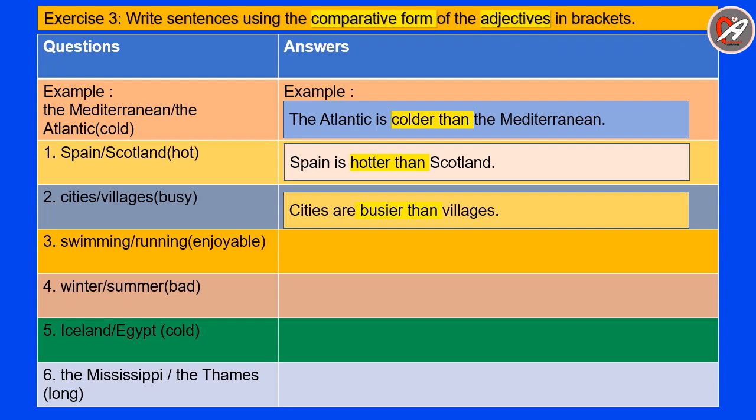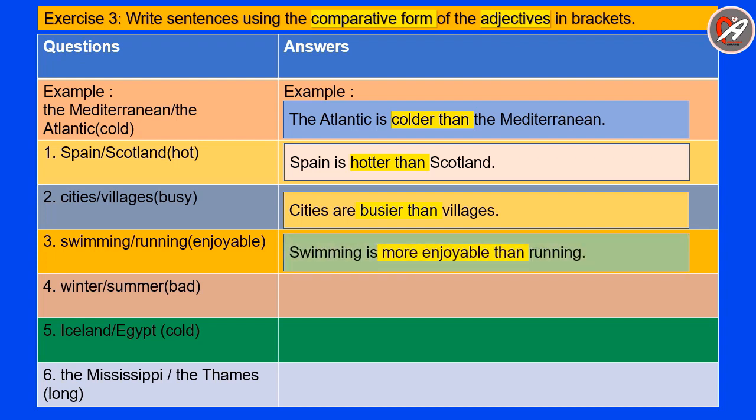Next is swimming / running. You want to compare swimming with running, and the adjective in the bracket is enjoyable. So how do you write it in a sentence? Swimming is more enjoyable than running. Next, number 4, winter with summer. The adjective is bad. So you write, winter is worse than summer.